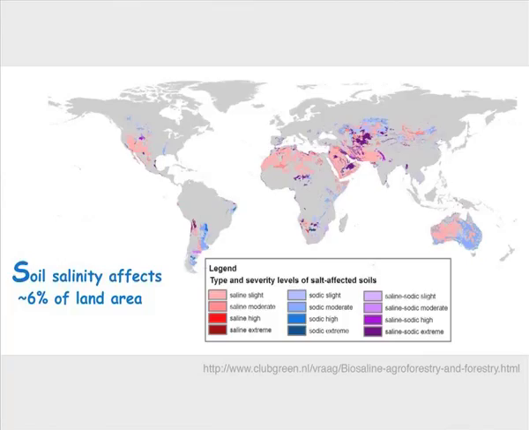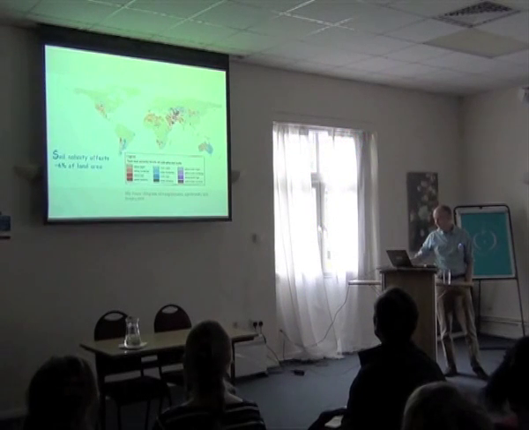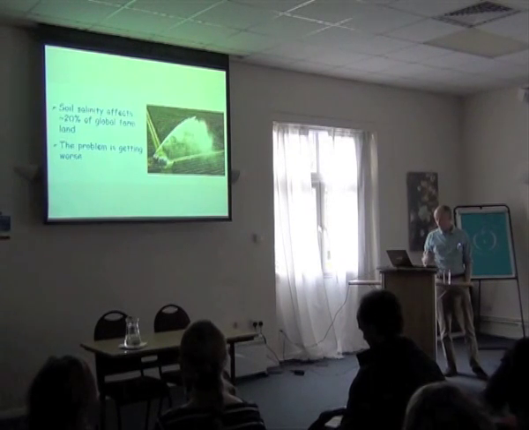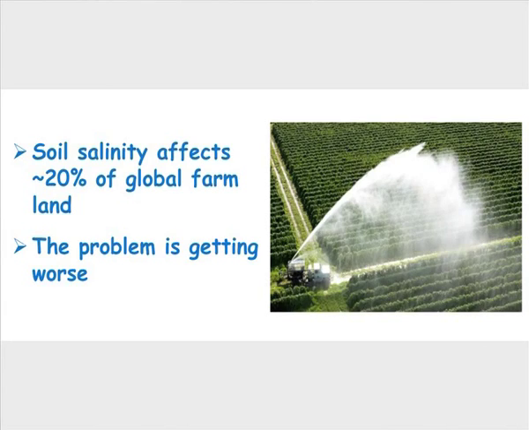So plants are affected by the levels of salt in the soil, and soil salinity affects around 6% of the land area of the world to varying degrees of intensity from high, shown in red here, downwards. And that salinity affects plant growth, very much affects crop plant growth. So current estimates are that soil salinity affects around 20% of global farmland, so it has negative impacts on the growth of crops grown on that land.